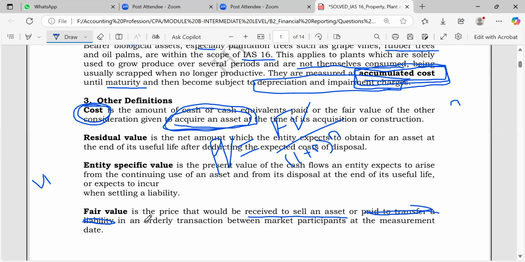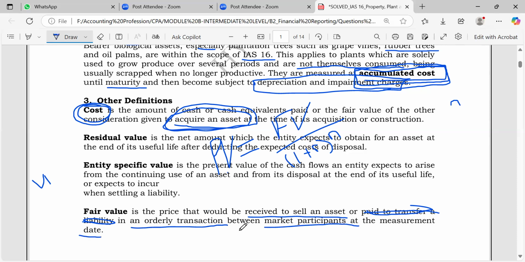But it's not any price, because you cannot say maybe an asset worth $10 million, you sell it for $6 million, and then you call it fair, but that's not fair, right? So to actually comply with the word fair, they specify that for that to be fair, it should be in an orderly transaction between market participants at the measurement date. You have to understand these three things here.